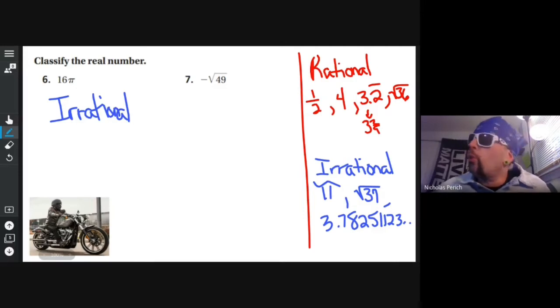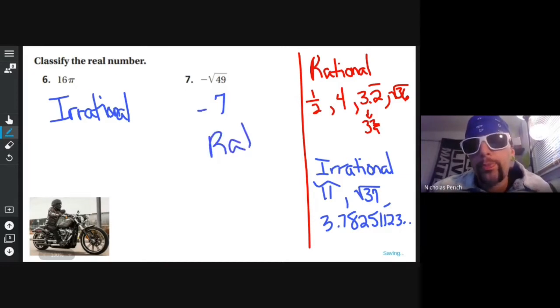Negative square root of 49. Well, I know what the square root of 49 is. That's 7. And let's just throw a negative in front of it. That's rational. Easy. They don't get much easier than that. You know what I mean? Well, some of you do.